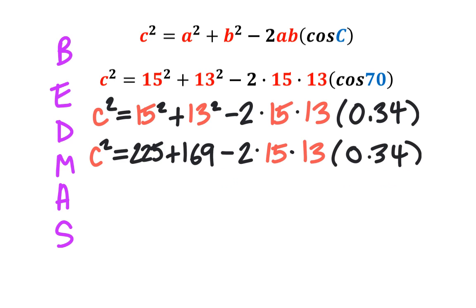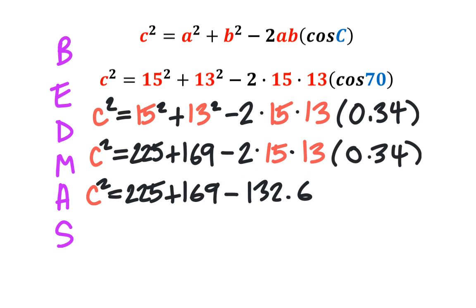The next step in BEDMAS is division. However, there is no division anywhere. So we're going to move on to multiplication. And there is multiplication here, here, and here. When you multiply these four things together, you should get approximately 132.6. Everything else remains unchanged.